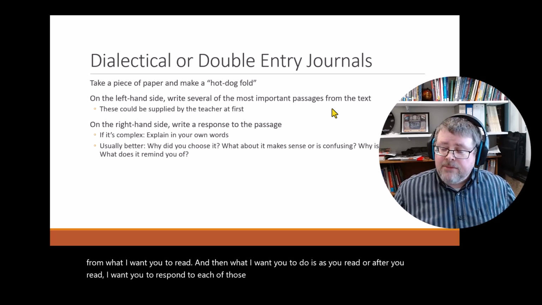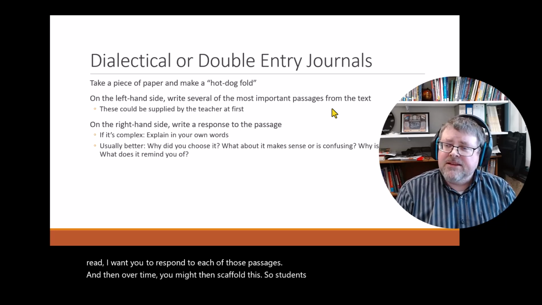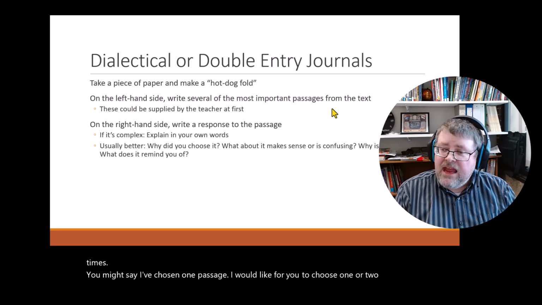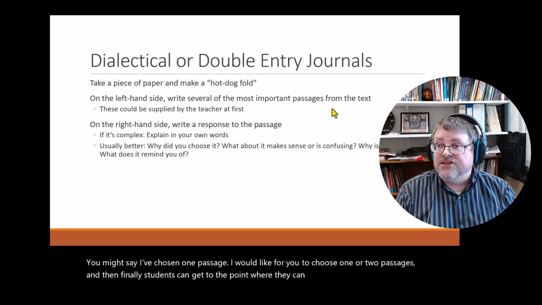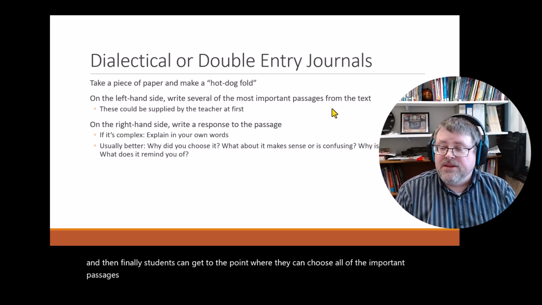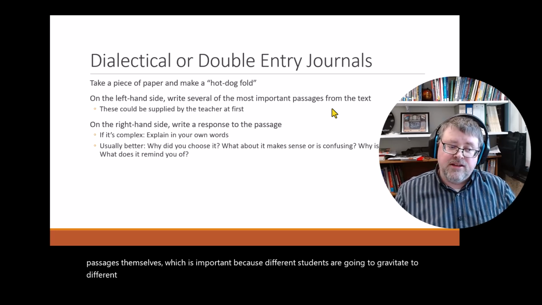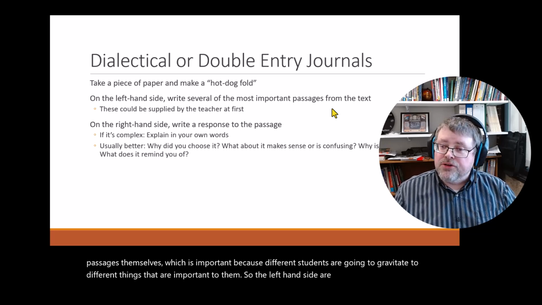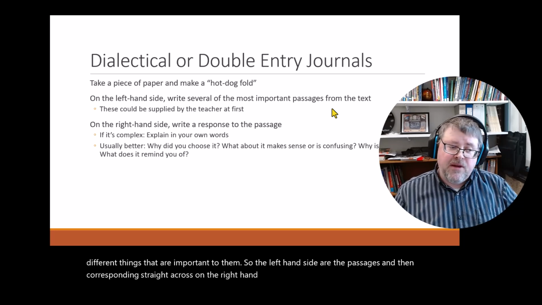And then over time, you might scaffold this. So students, after they've done that a couple times, then you might say, I've chosen one passage. I would like for you to choose 1 or 2 passages. And then finally, students can get to the point where they can choose all of the important passages themselves, which is important because different students are going to gravitate to different things that are important to them. So the left-hand side are the passages, and then corresponding straight across on the right-hand side is the student's response.